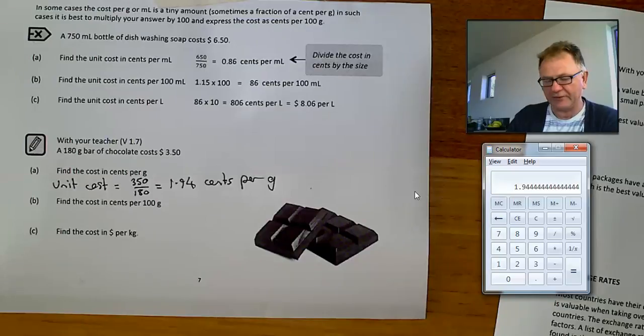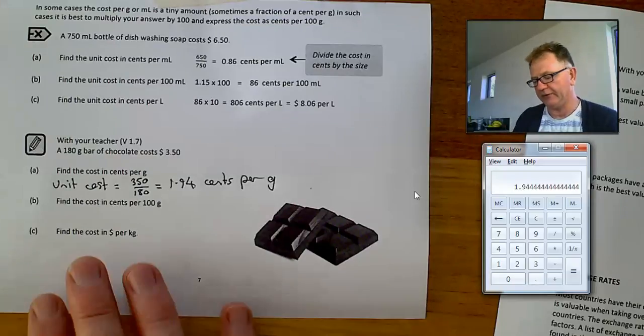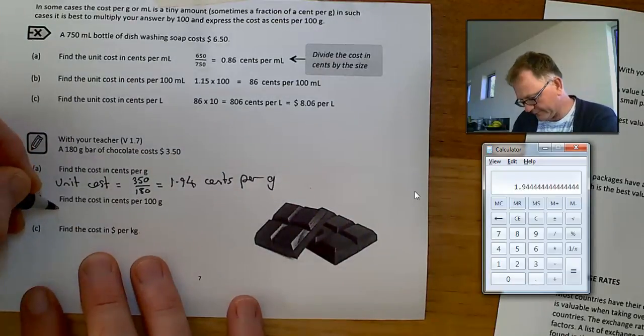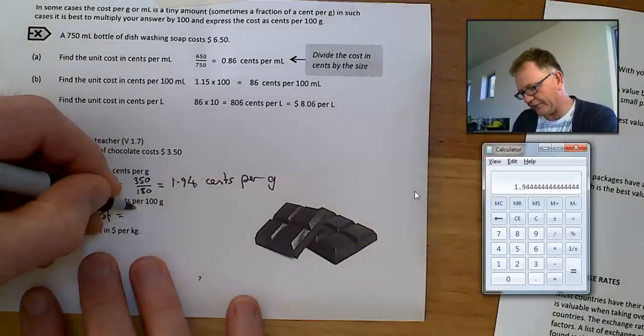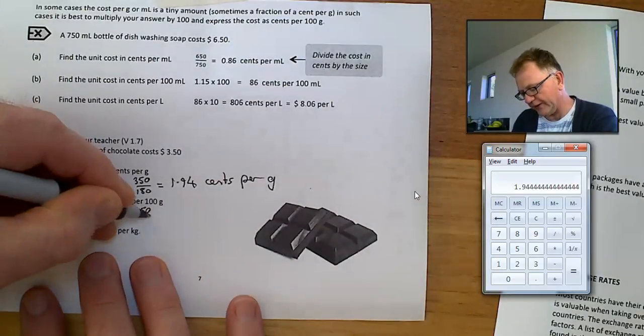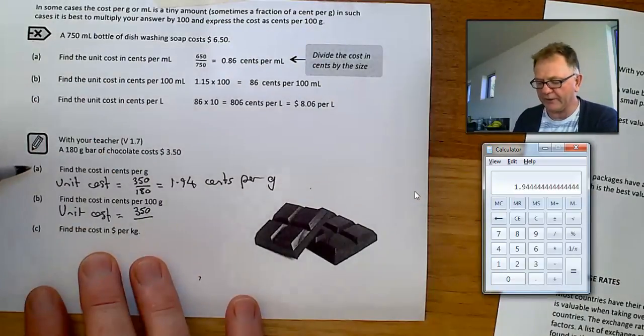Now sometimes it's a little bit funny to talk about the number of cents per gram because it's just a tiny amount and it doesn't really make much sense to anyone. Sometimes it might be best to talk about the number of cents per 100 grams. And so to work that out, we need the number of cents. It'll be 350 cents. And how many 100 grams have we got? We've got 180.